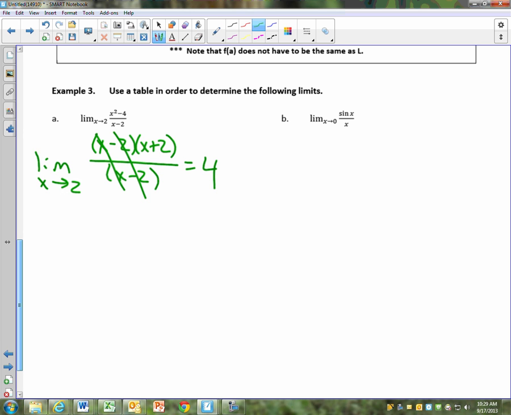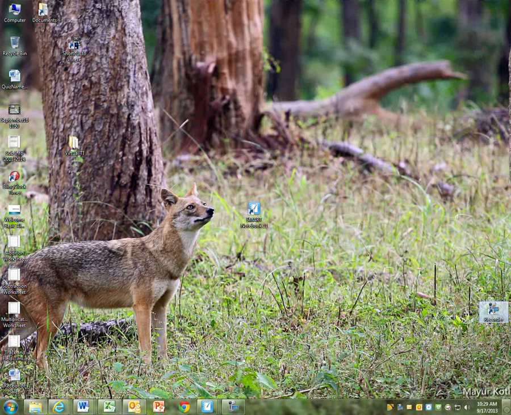Now, do take out your calculator because I want you to see how you actually do this with a table, because it's a little bit different than what we've looked at before. So please take out your calculator.